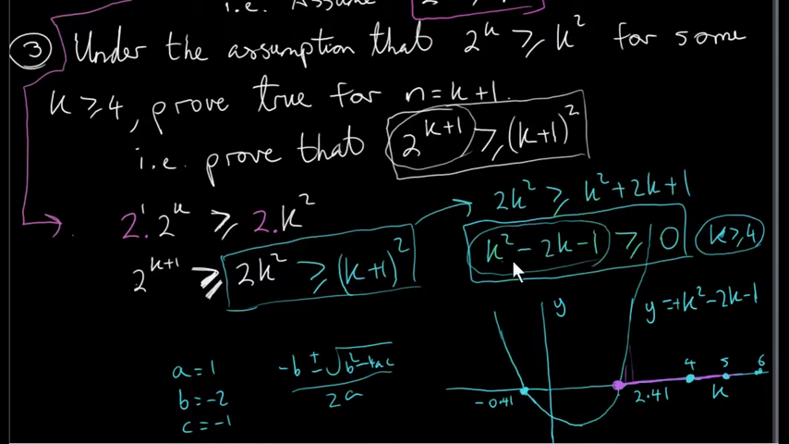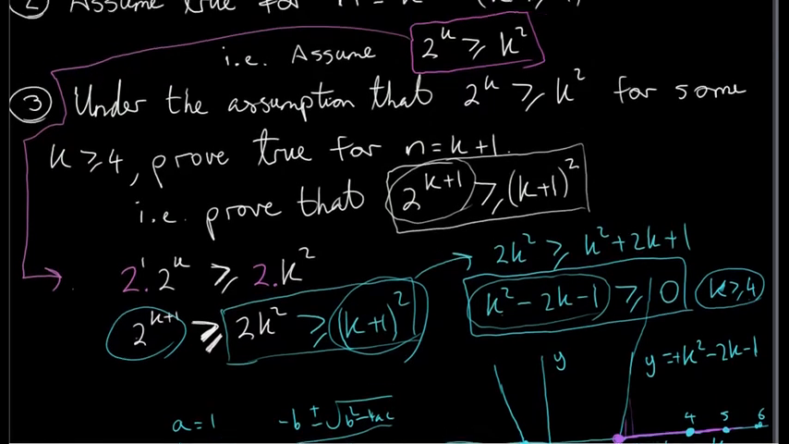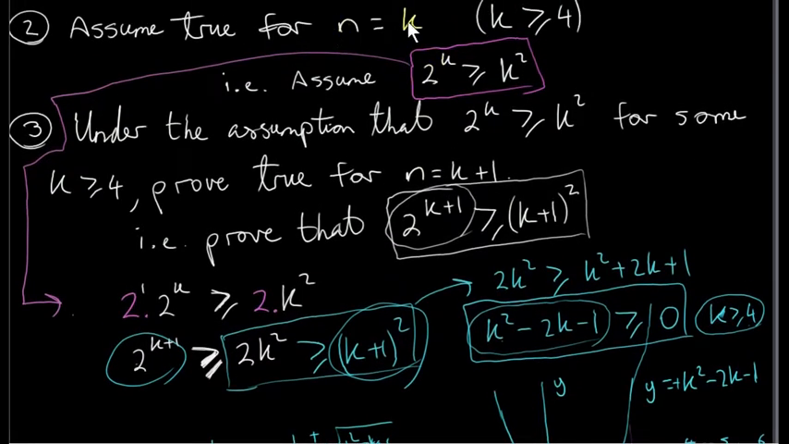You can then just reverse all the steps, and you end up proving that 2k squared is greater than or equal to k plus 1 squared for k greater than or equal to 4, which in turn means that 2 to the power of k plus 1 is greater than or equal to k plus 1 squared for k greater than or equal to 4, which means that you've proven the statement for n equals k plus 1, assuming that the statement is true for n equals k. So therefore you're done.